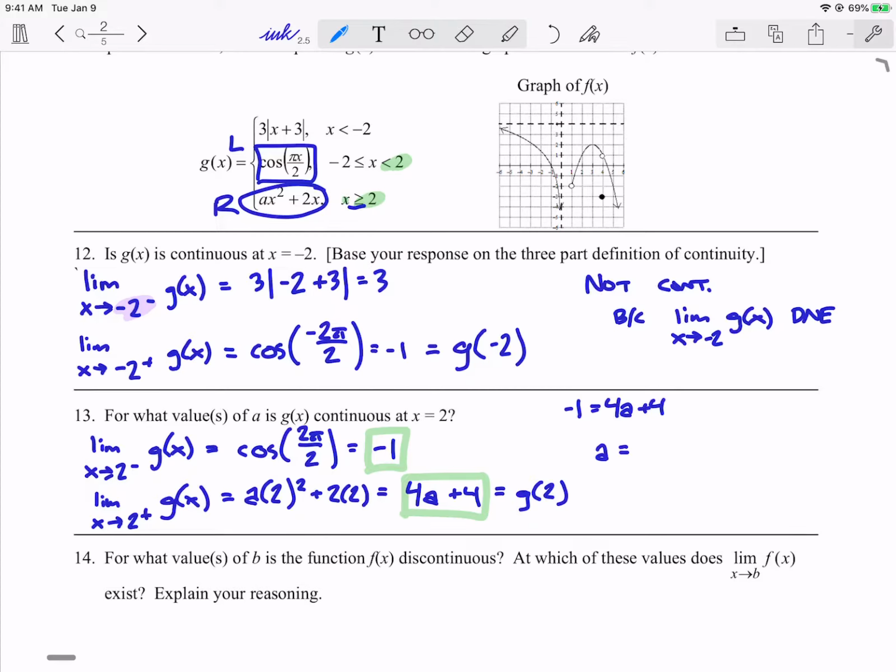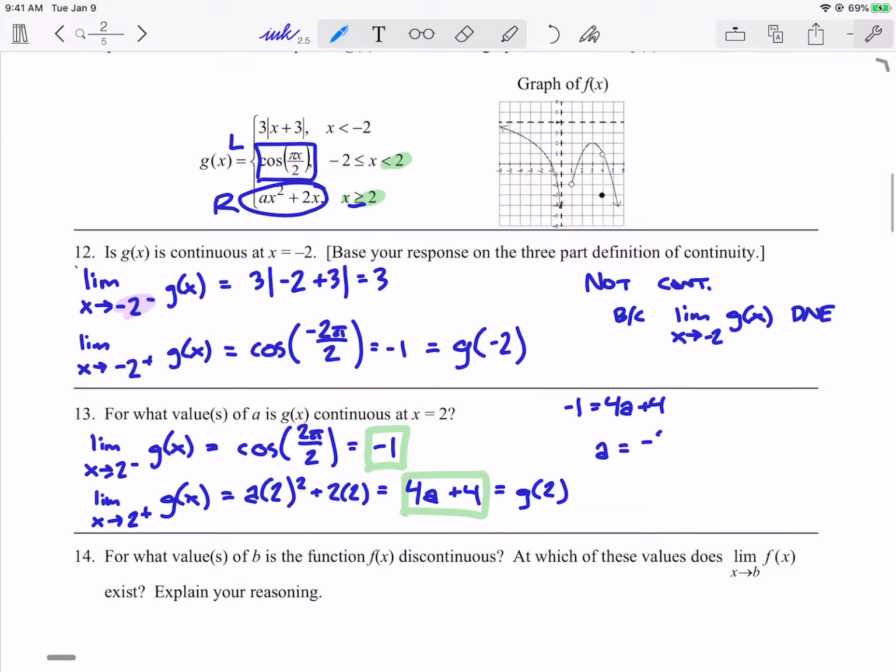So I'm going to subtract the 4 to get -5, and then divide by 4 and get my answer. Next question asks, for what values of b is the function discontinuous, and the function being f of x, so where that graph is. So it's discontinuous at x equals 0, 1, and 4.